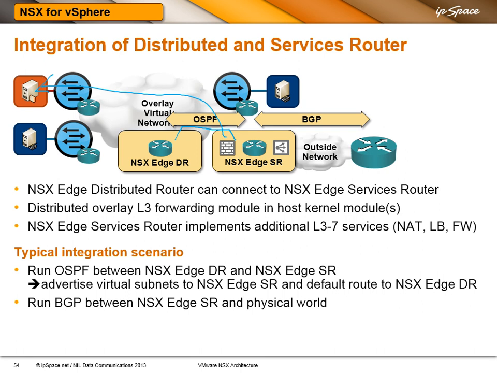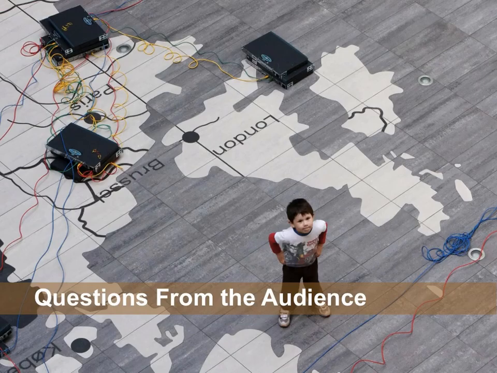Personally, I would recommend that you run OSPF within the cloud, so between the distributed and services router, and BGP between the virtual and physical network. But that's just my recommendation. You can run any routing protocol you wish anywhere on this whole picture.